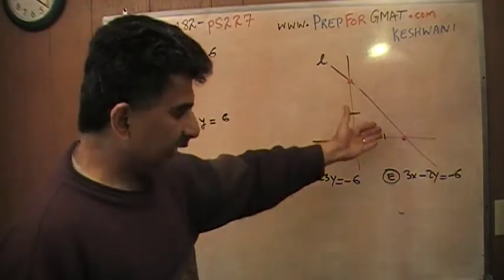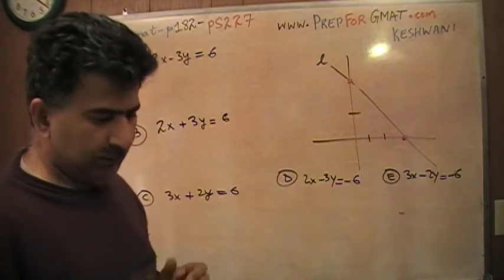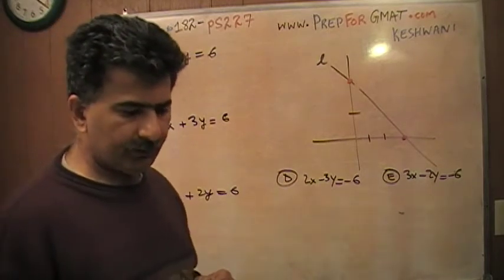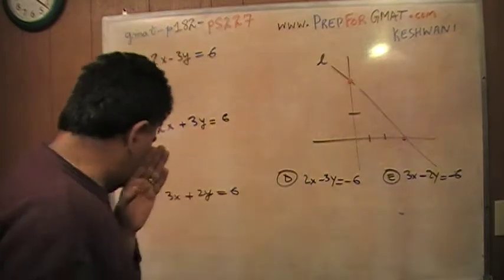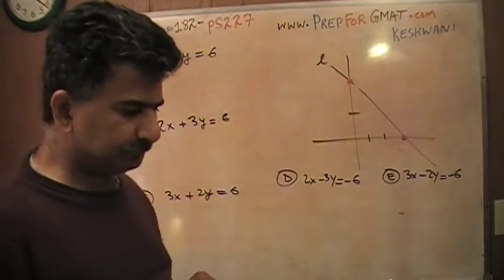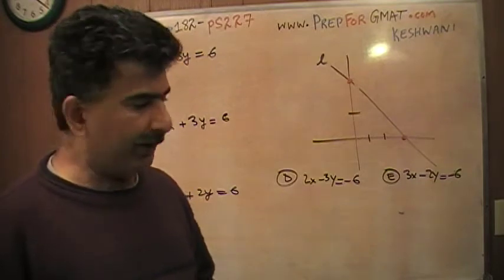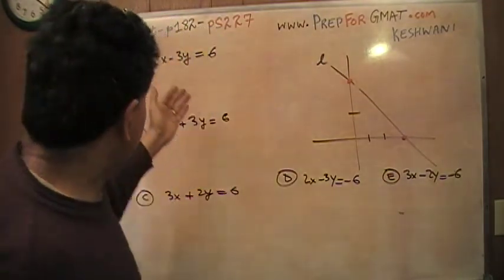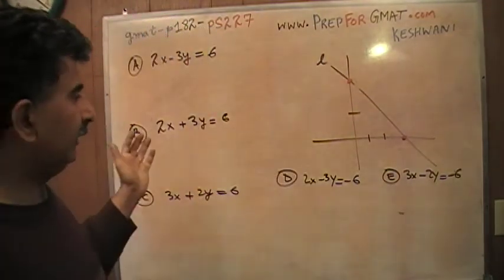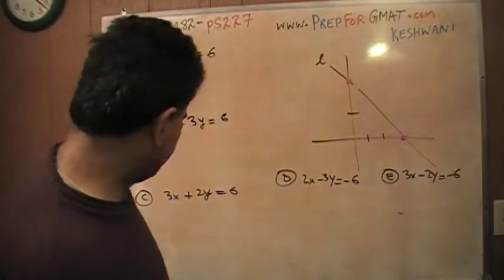They give you a picture here, like the one that you see on the blackboard. They tell you that in the coordinate system above, which of the following is the equation of line L? And there is your line L right here. And then they give you the 5 equations, and our job is to see which of these 5 equations belongs to this line L. So let's take a look at it.